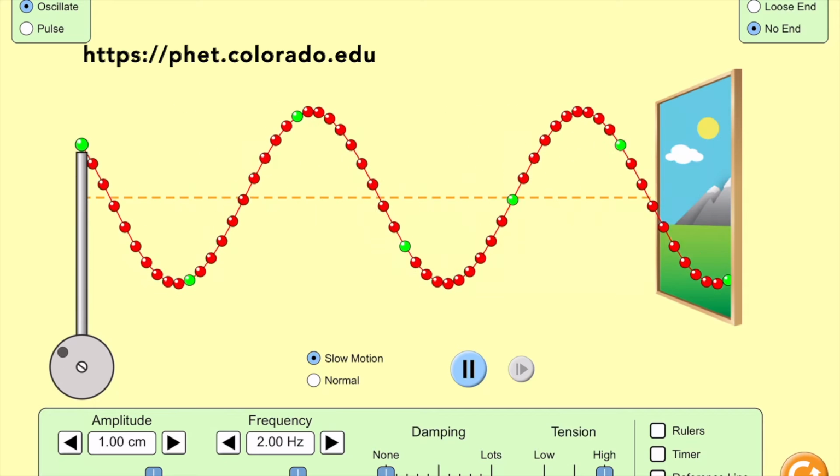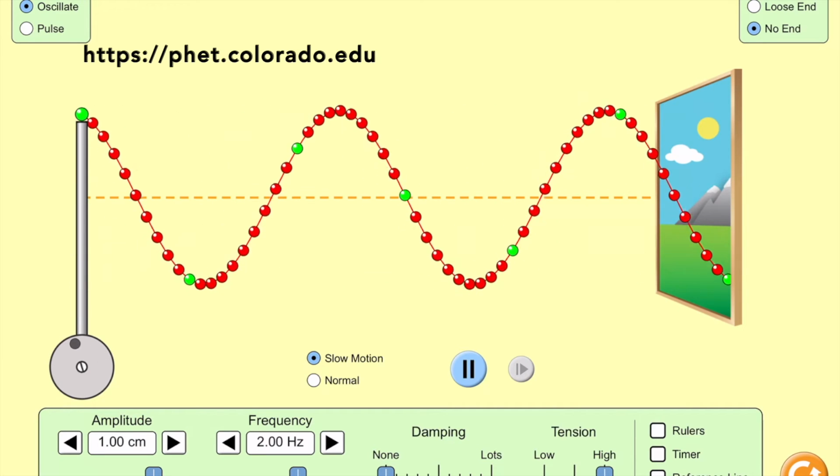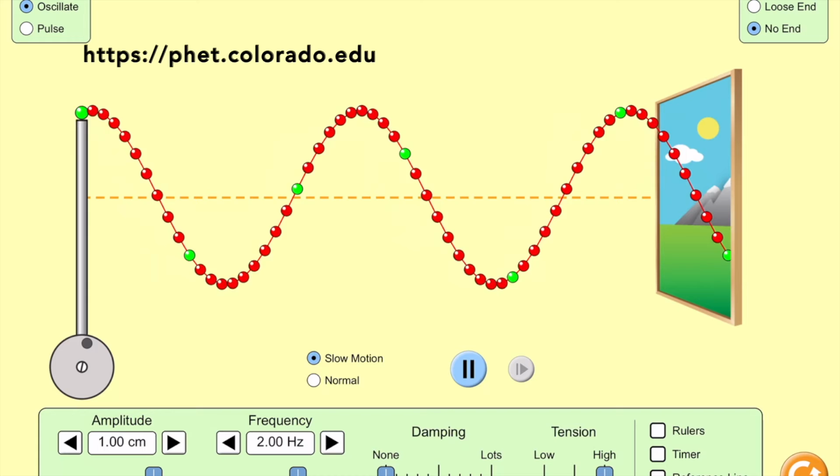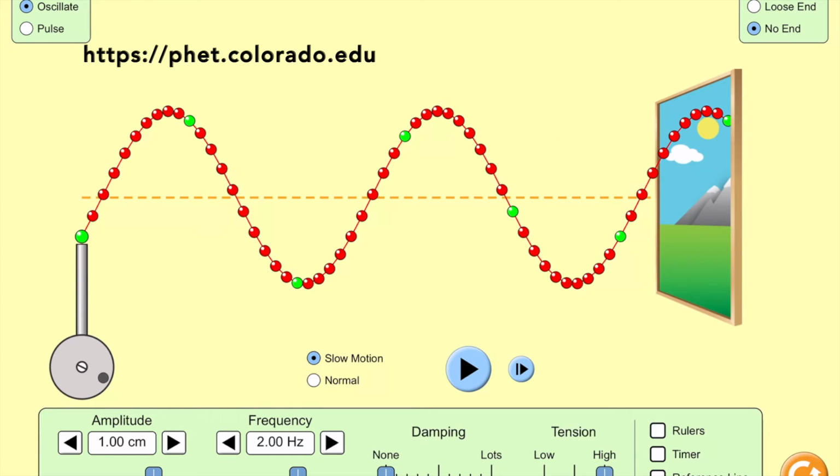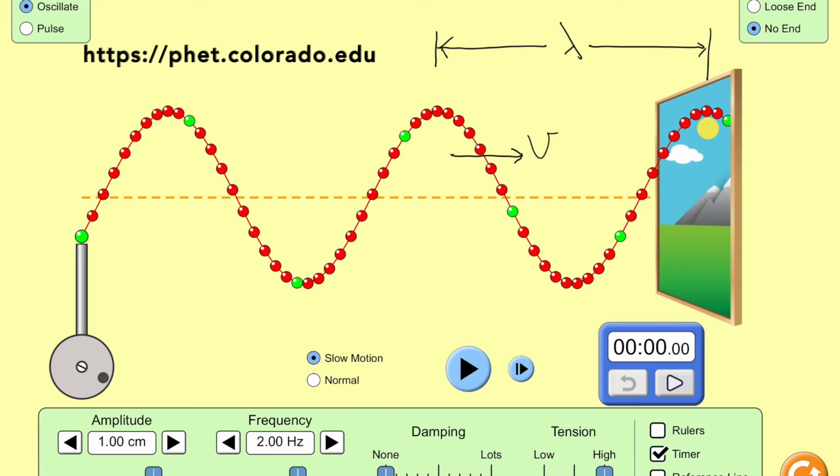Now I want to try something here. So first thing I'm going to do is try and pause this when a peak is just going through the window. There, that's not bad. And I'm going to add a timer. So here you can see I can just put the notations to show you what the wavelength is and the direction of wave travel.